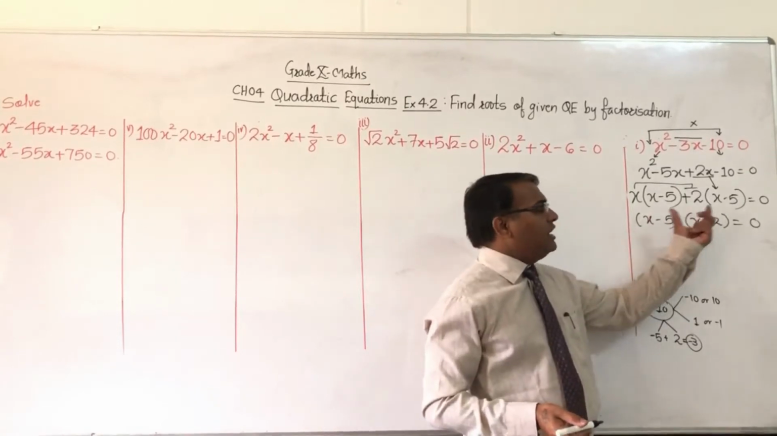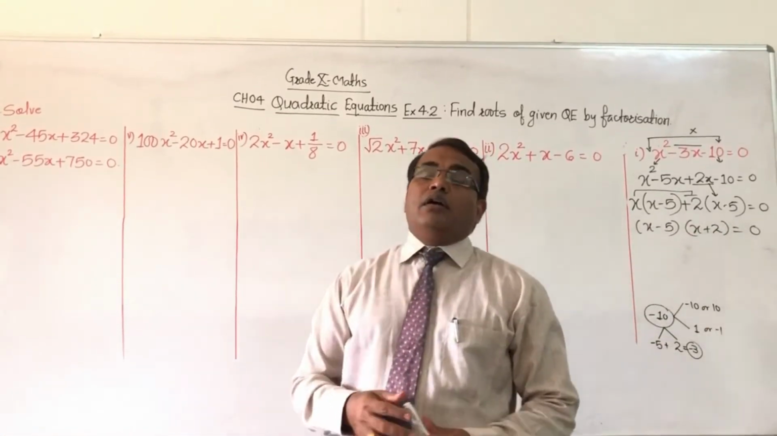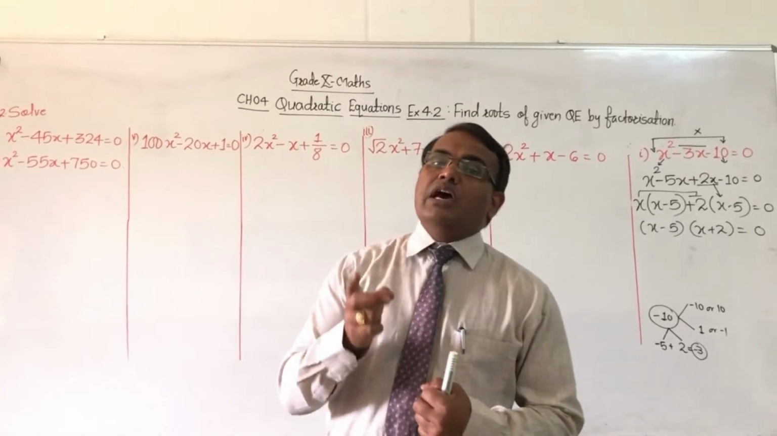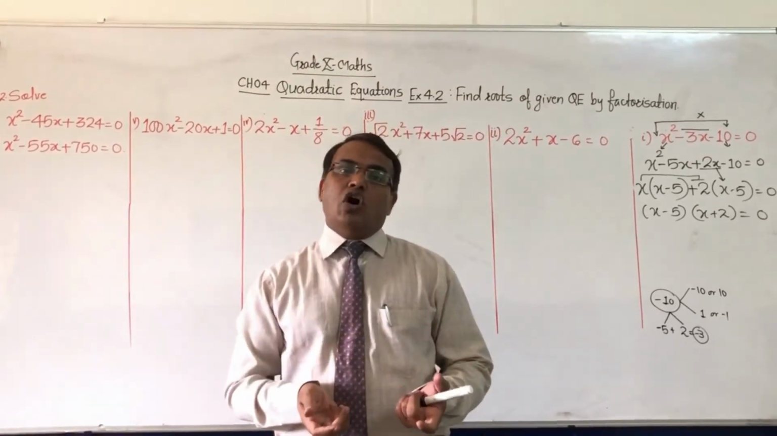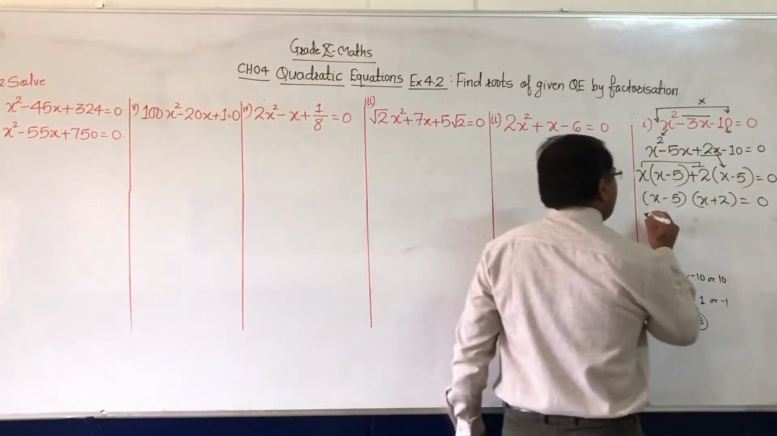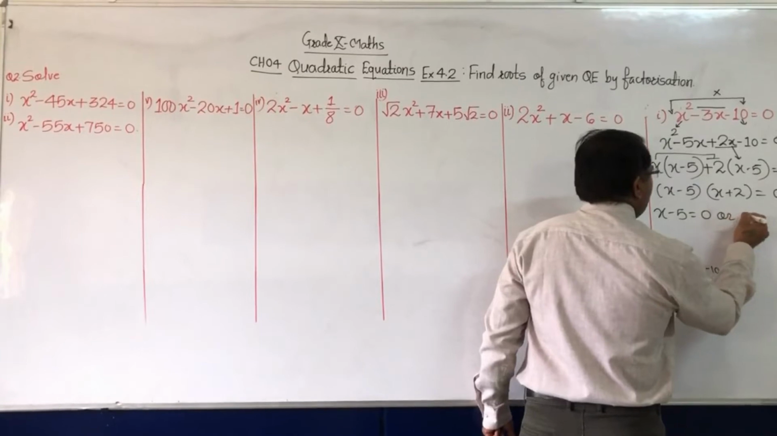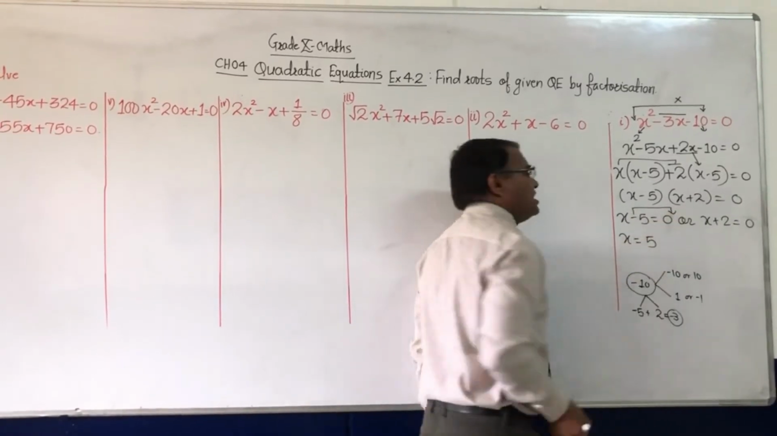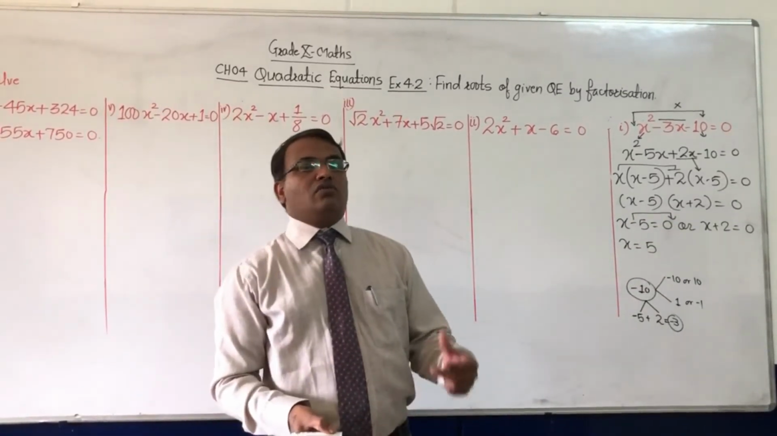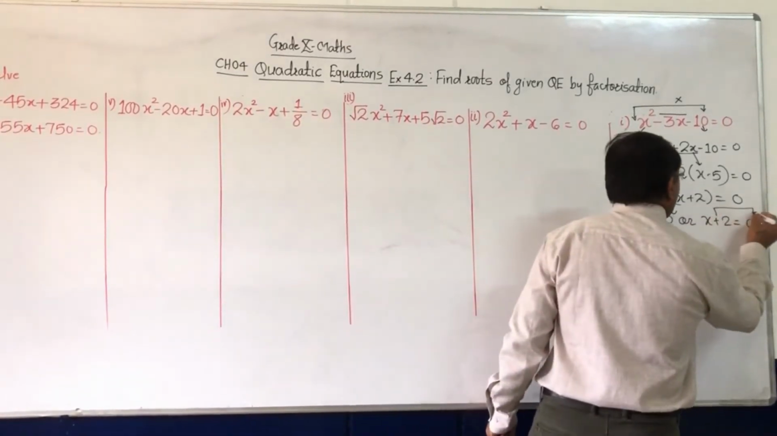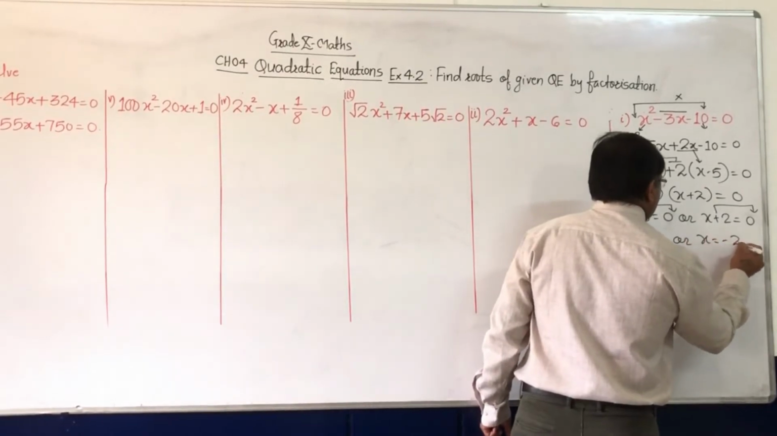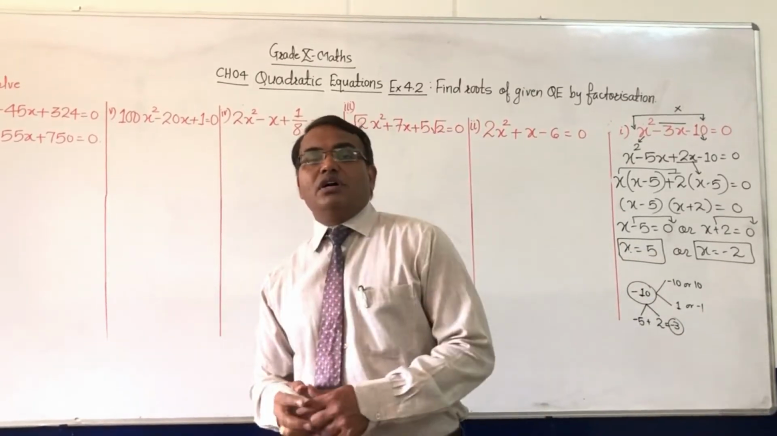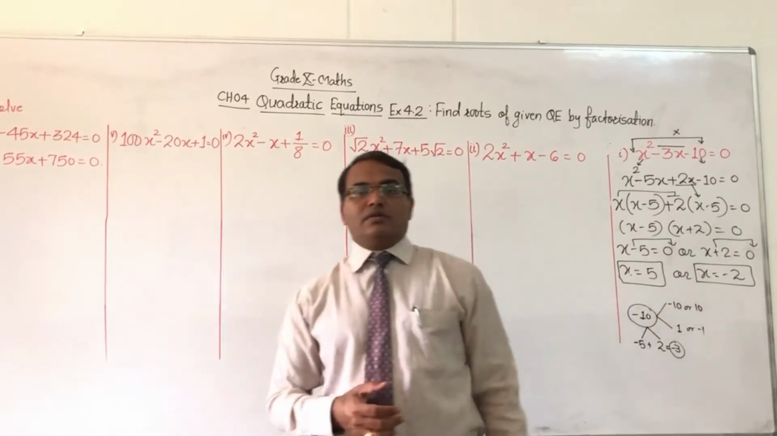Now we have bracket 1 into bracket 2 is equal to 0, and as you know, if two numbers are multiplying to each other and you are getting 0, it means either first number is 0 or second number is 0 or both are 0. So you consider both numbers are 0, that is x minus 5 is equal to 0 or x plus 2 is equal to 0. So x is equal to, as we know, the operation changes when it crosses the equal to sign, and here plus 2 will become minus 2. So these are nothing but the roots of the equation x square minus 3x minus 10.